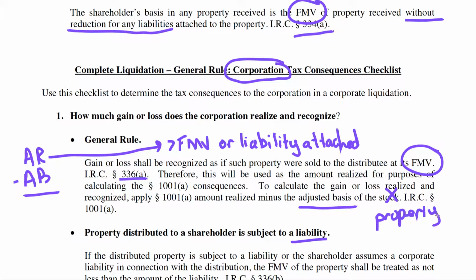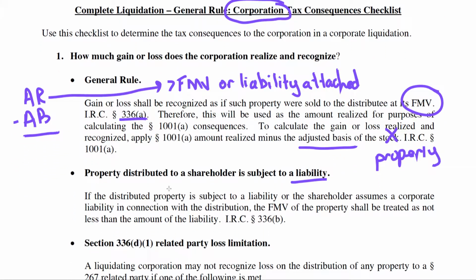See, I caught myself there. You've got to be careful. The adjusted basis of the property, not the stock. The stock was used for the shareholder. The property is what the corporation is giving up, and it is used for the corporation in determining tax consequences. So the next bullet point, which I just mentioned, says that if there's liabilities on the property, liability relief to the corporation, the rule for amount realized is the greater of fair market value or the liabilities attached.